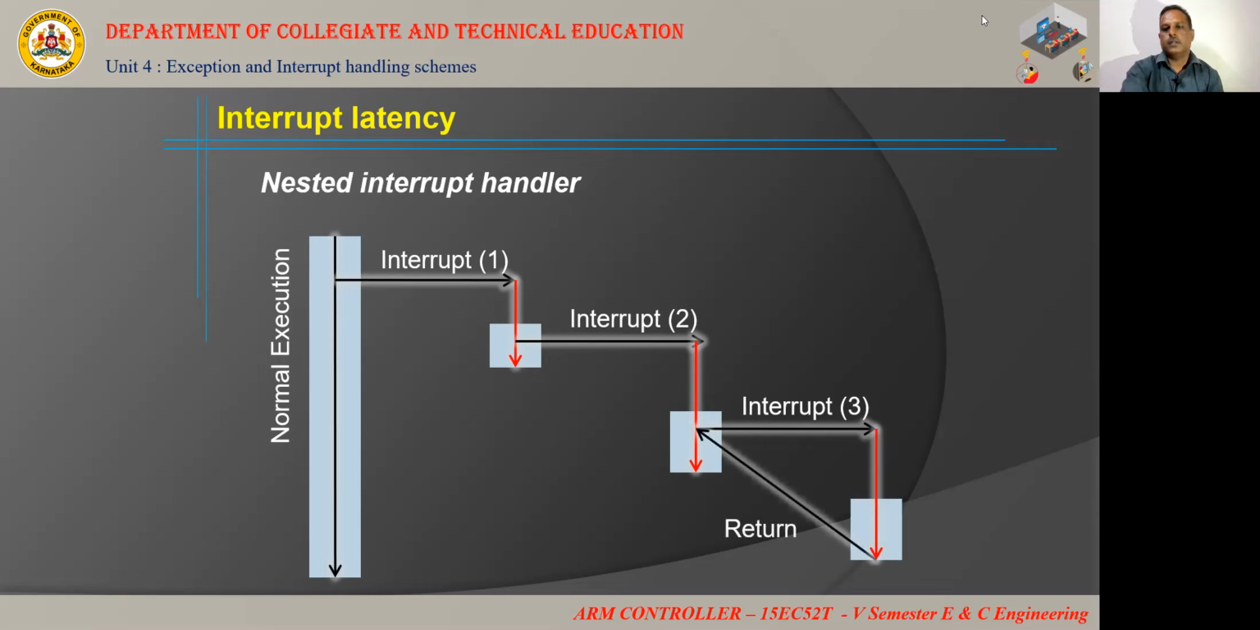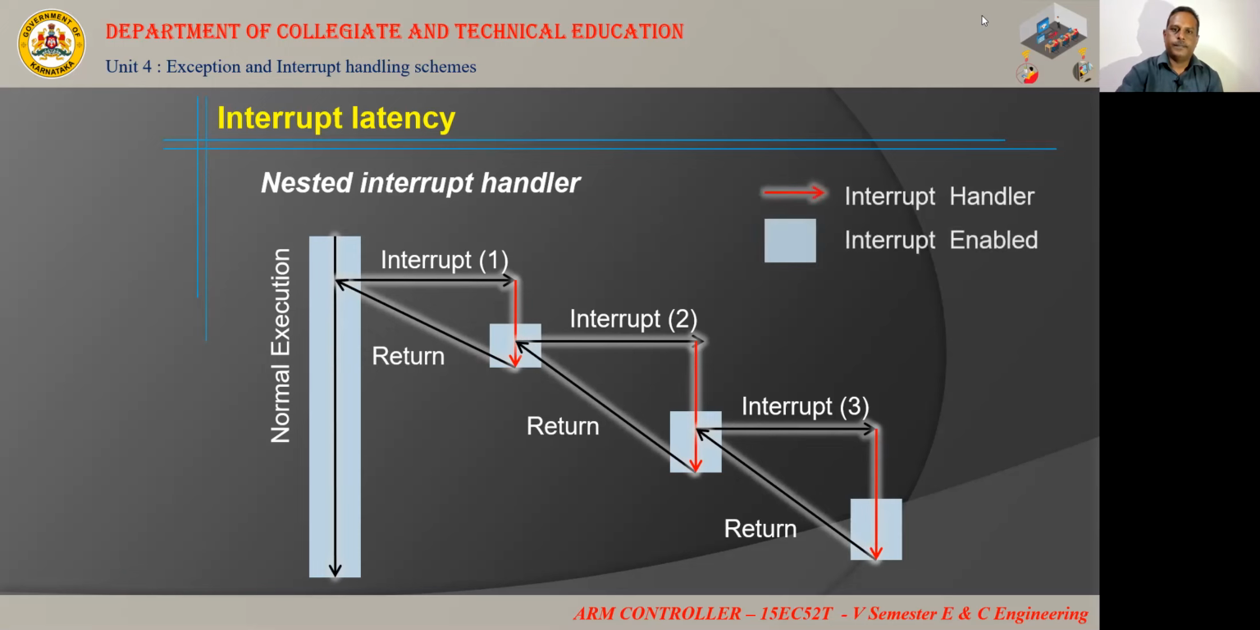So it completes the servicing of interrupt 3, and it will return to the interrupt service routine corresponding to the second interrupt. It will complete that interrupt handler, and it will return to the first interrupt handler where it had stopped, complete the interrupt handler of the first interrupt, and return safely to the main task. This is how interrupt handling is nested.